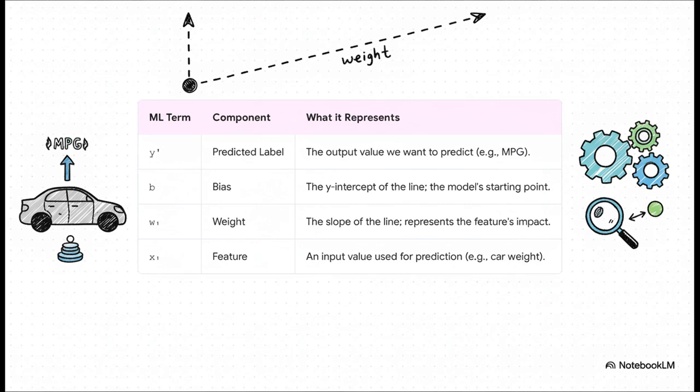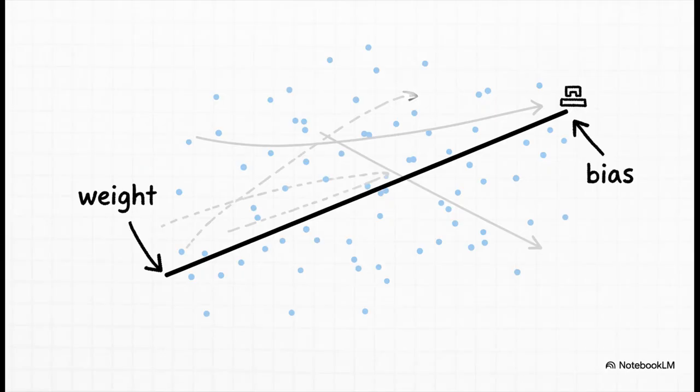y', that little tick mark, means predicted. So that's our predicted MPG. b is what they call the bias, but it's just the y-intercept, where the line hits the vertical axis. w1 is the weight, which is just a fancy word for the slope. And x1 is our feature, the car's weight. So seriously, just remember this. Weight is the slope, bias is the y-intercept. The real magic of machine learning is in this process called training, where the computer looks at all the data and automatically figures out the absolute best values for that weight and bias to draw out the perfect line.